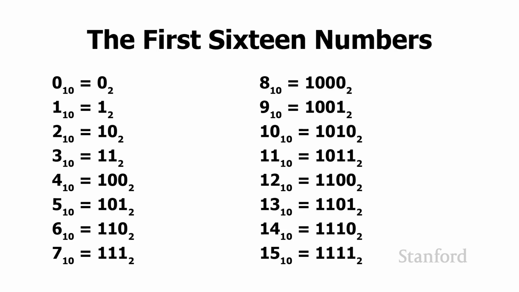So here are the first 16 numbers in the binary number system. And you can see that they are the equivalent of the decimal numbers 0 through 15. You'll also notice that I've got these little subscripts next to each of the numbers. These subscripts are sometimes used to disambiguate when it's not clear what particular number system a number is using.